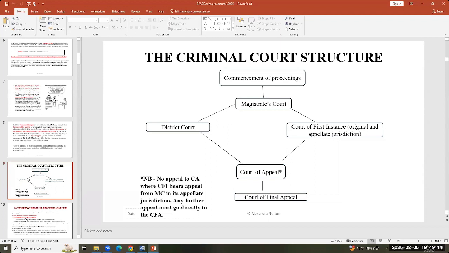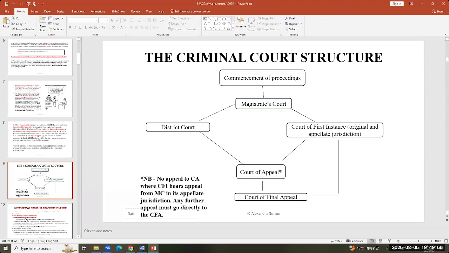So we have the magistrate's court as the lowest level of the court of trial. We have the district court, which can also be a court of trial, but for more serious offenses than are typically heard in the magistrate's court. And then we have the court of first instance, which is regarded as the highest court of what we call original jurisdiction. What we mean by original jurisdiction is a court of trial. So in other words, the magistrate's court, the district court, and the CFI are all courts of original jurisdiction in the sense that they can all hear trials if the defendant pleads not guilty. But then we have other courts that are appellate courts, right? So we have the Court of Appeal, we have the Court of Final Appeal.